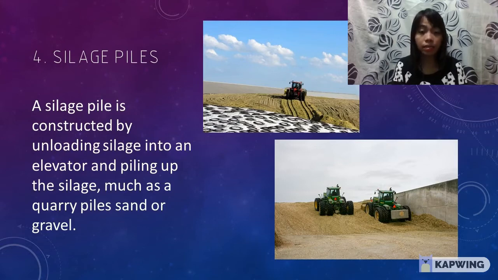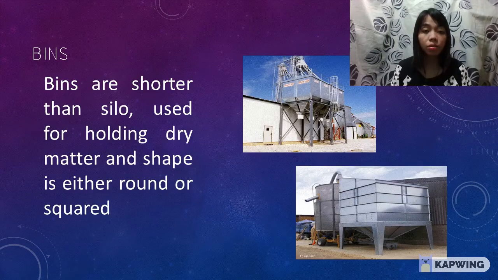It may look like a silo bag, but a silage pile is compact in one area and covered with plastic, tarp, and tires. Unlike the silo bag, they are not packed individually. For its advantages, it is inexpensive and good for short-term storage. And for disadvantages, we have a large amount of exposed surface area, greatest loss of dry matter during storage, and it is more difficult to pack. And also we have bins.